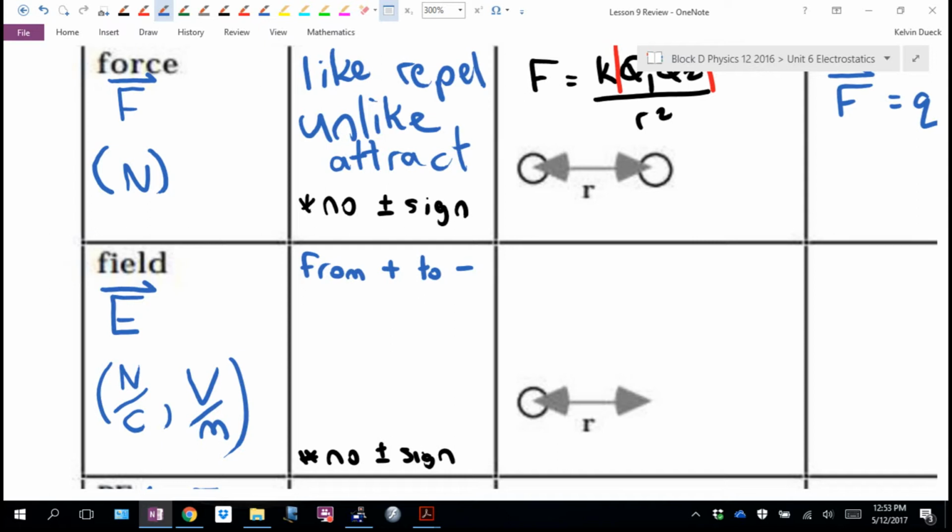Almost certainly there will be a multiple choice question asking you about electric field direction. There will definitely be a written question asking you to calculate an electric field overlapping from two or more charges.